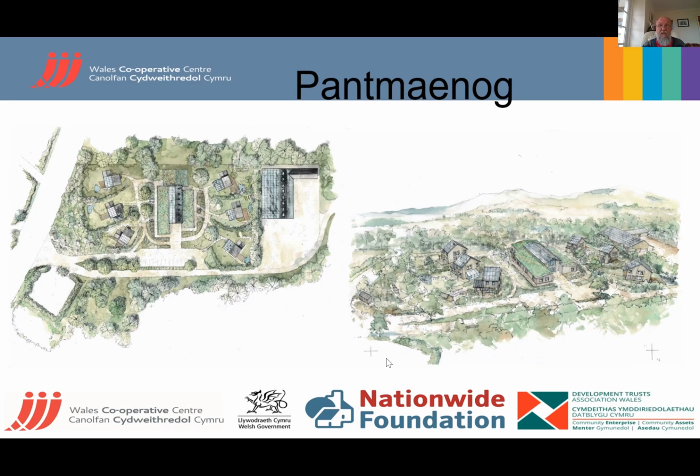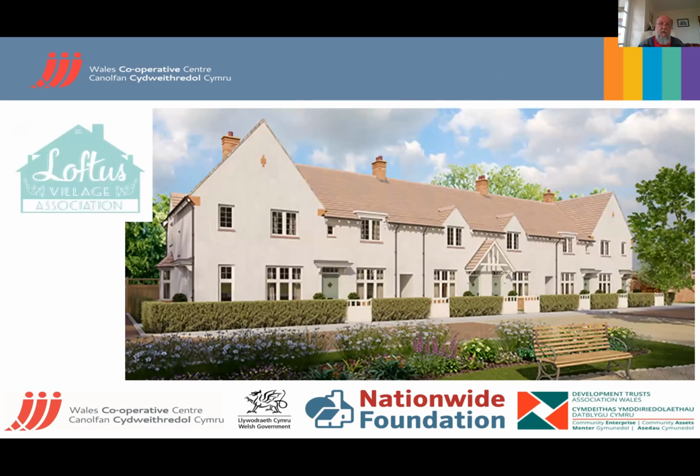Another scheme which is built is Loftus Village Association in Newport, and I think we had a joint visit with DTA some time ago, Rachel, Seeing is Believing, perhaps before you joined. Anyway, this is an architect's impression. It looks like a photo, and it's garden village type design with picket fences or picket gates and hedges, and they're obliged to keep it like that.